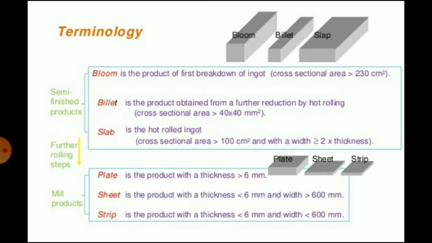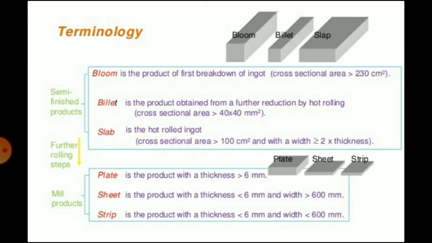A billet is the product obtained from the bloom by hot rolling. So when the bloom is passed between the two rolls, you will get the billet. The size is reduced, so it is called a billet. The size of the billet ranges from 50 mm by 50 mm to 125 mm by 125 mm. It is rolled to make rounds, wires and bars.